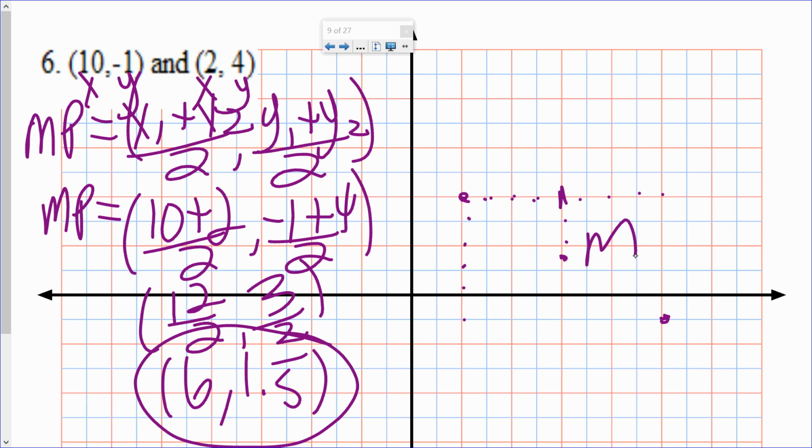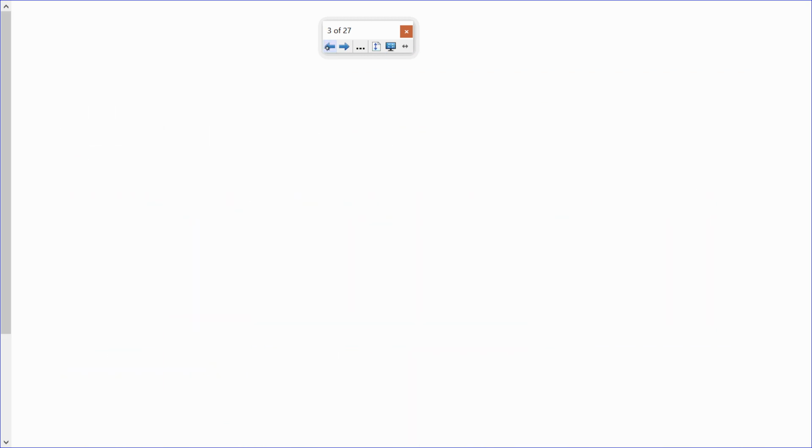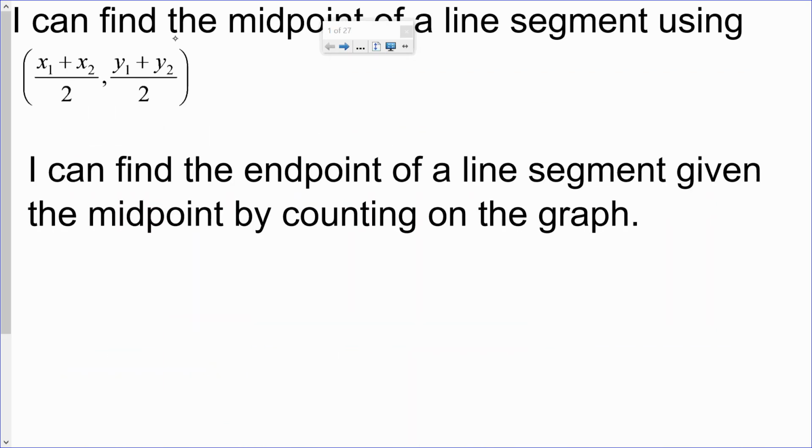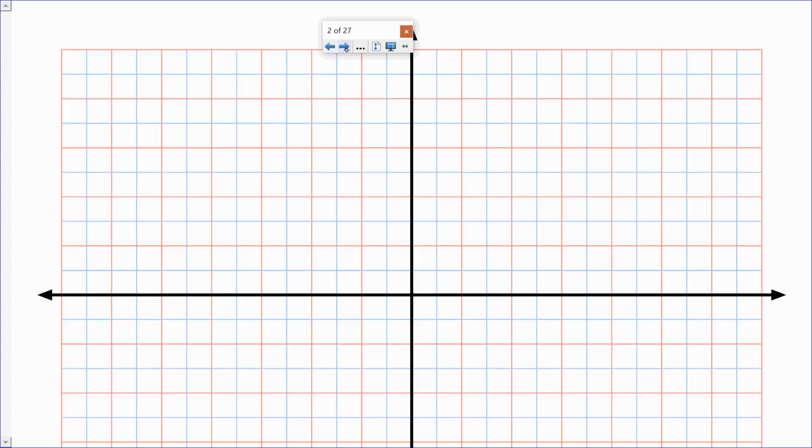All right, so to find the midpoint, given the endpoints, I use my midpoint formula, which is x1 plus x2 over 2, comma y1 plus y2 over 2. Now we're going to look at the bottom piece here, finding an endpoint when you're given a midpoint.